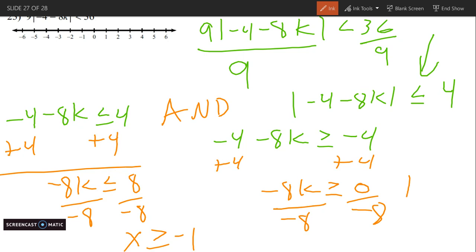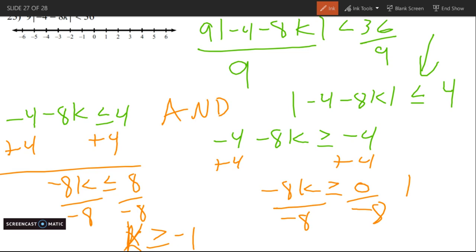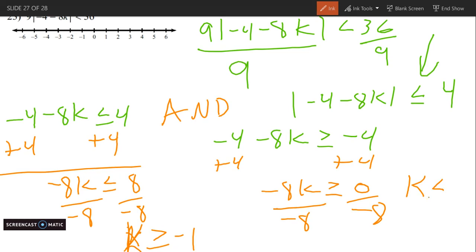Oh, this is supposed to be k, not x. So we got k less than or equal to 0. The inequality changed over there too because we're dividing by a negative. We divided by -8, so we're going to flip that inequality. This was an and, so we're going to be less than or equal to 0. We're also going to be bigger or equal to -1, so you've got a really limited range that's going to give that inequality a true statement.